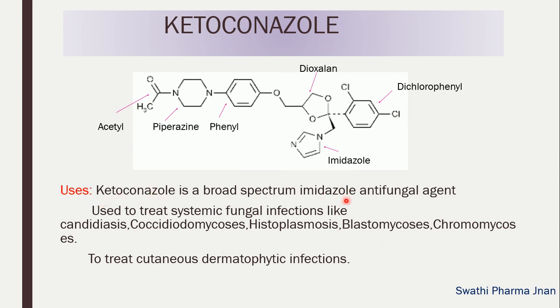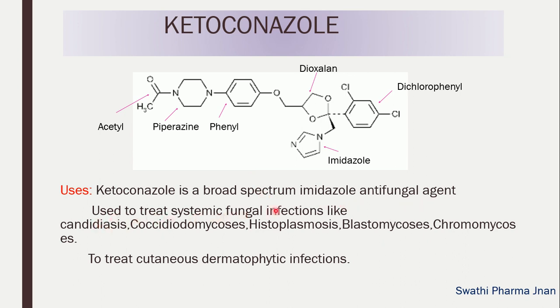Ketoconazole is a broad spectrum imidazole antifungal agent. As I said in the previous video, antifungal agents have two properties. One is narrow spectrum activity and the second is broad spectrum antifungal property. Broad spectrum means it can kill any type of species. Narrow spectrum means it can kill only one type of fungal species. That type of antifungal agent is called narrow spectrum. This ketoconazole is broad spectrum. The previous two, clotrimazole and miconazole, are narrow spectrum imidazole antifungal agents.